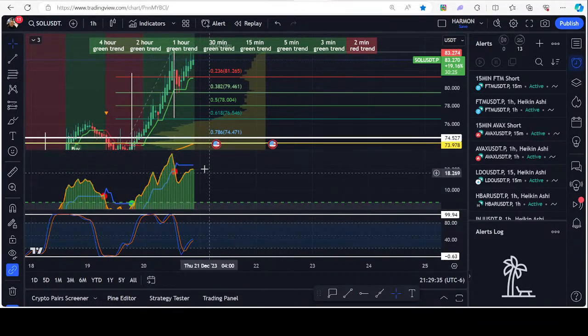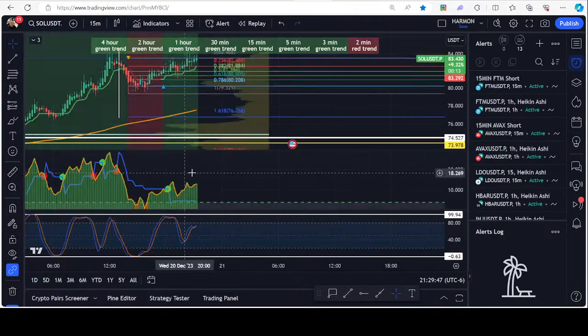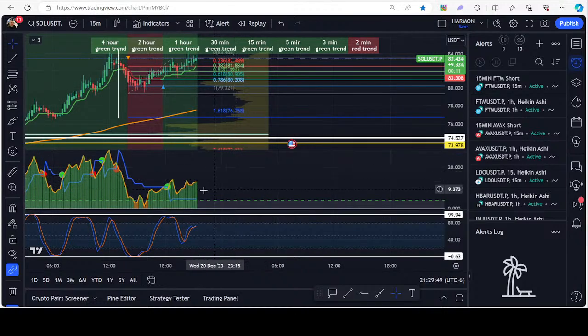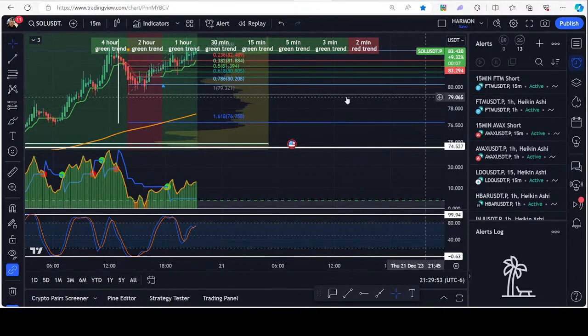This is looking for either a rejection on the 50, so we have a moon. If it rejects here and comes down, then we can look for the 15-minute option, right? Which is going to be here. Now, at the end of the day, what do we need? A 15-minute red moon, 15-minute red trend. We just don't have that yet.